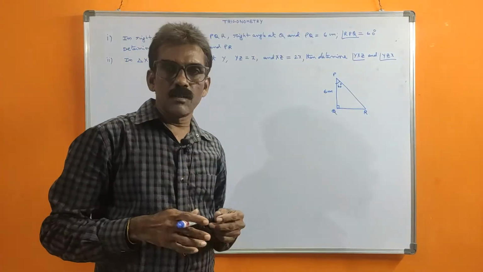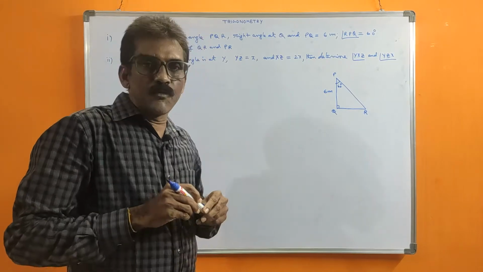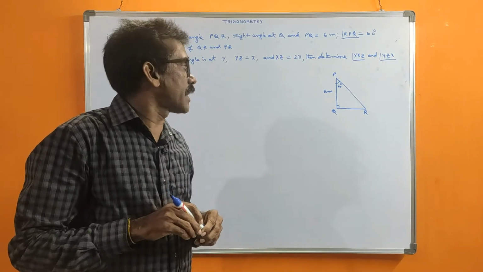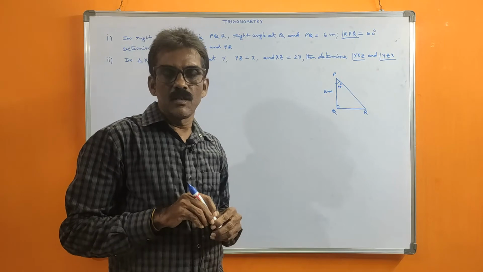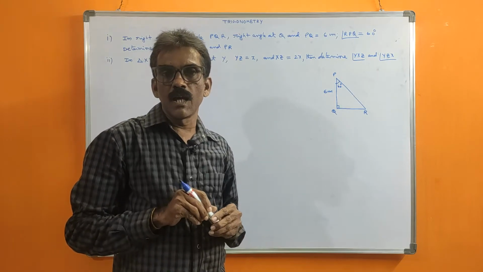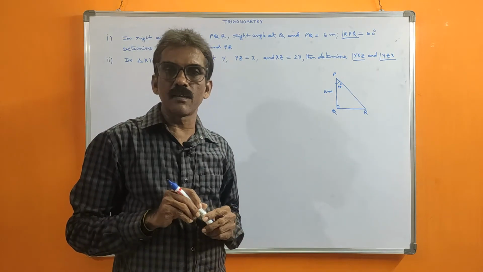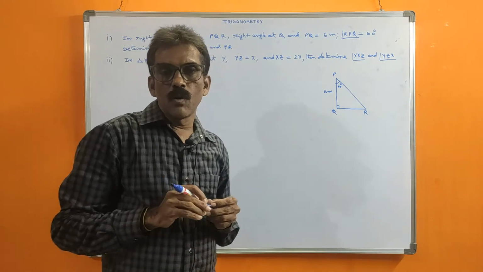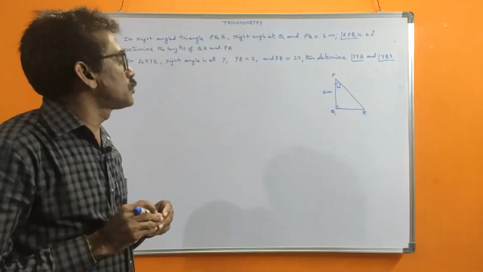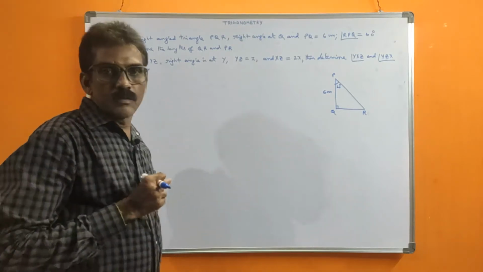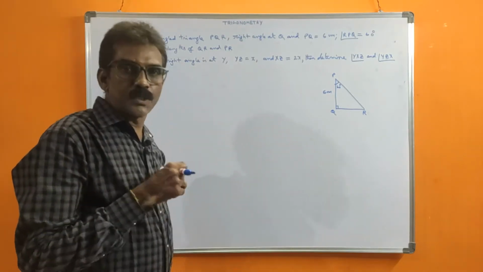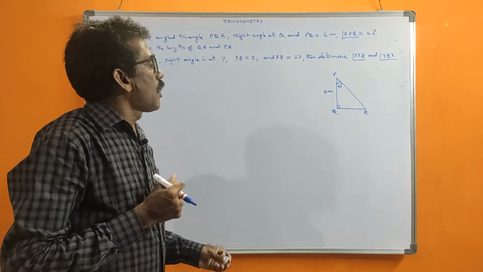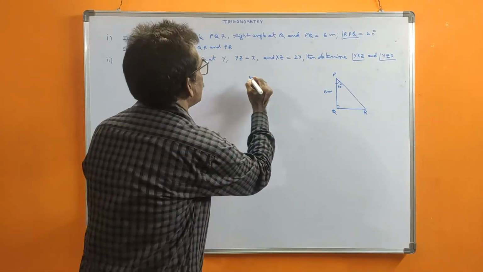This is the only data. Now, generally, if two sides are given in any right angle triangle, the third side we can calculate by using the Pythagoras theorem in a right angle triangle only. But here only one side is given. So, the Pythagoras theorem is not useful in this case. By using trigonometric ratios we can find it.